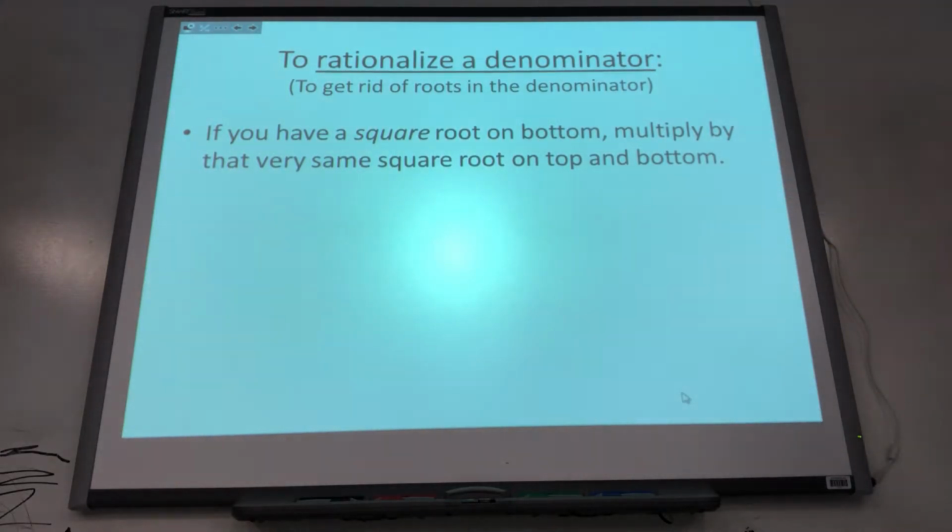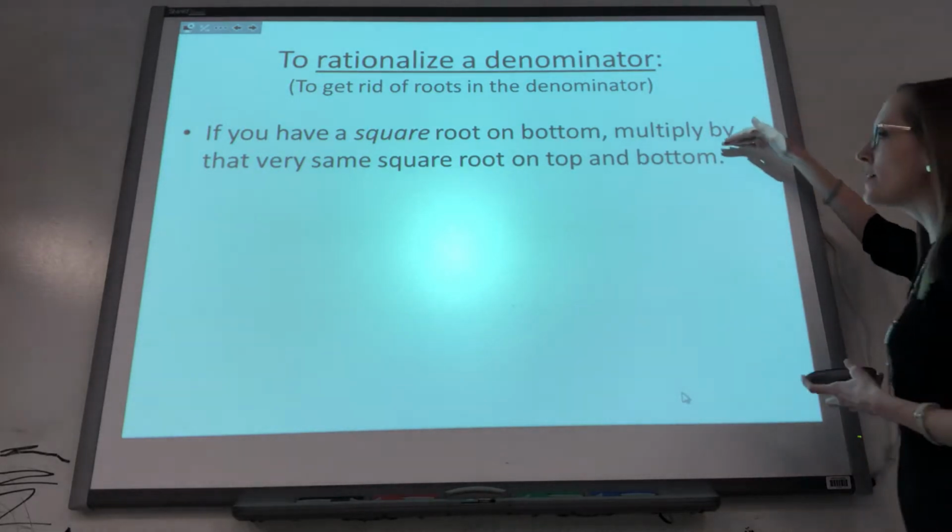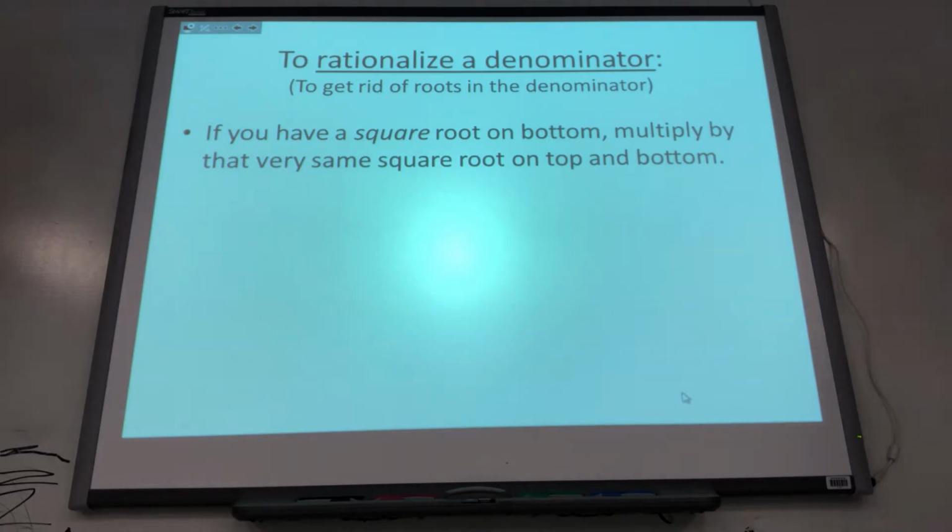Then it says for the rule, if you have a square root on bottom, multiply by that very same square root on top and bottom. So again, this is from your notes. This is a rule straight out of your notes, but I left off the part about cube roots because you won't have to rationalize with cube roots on the test.